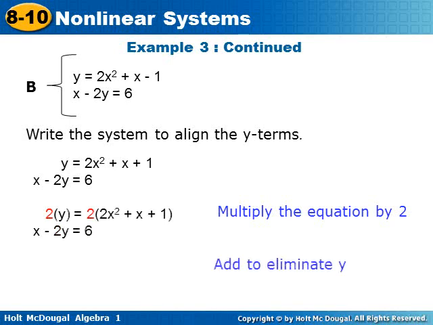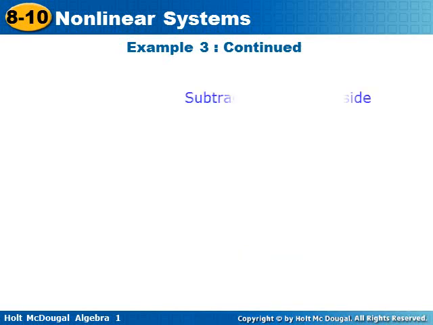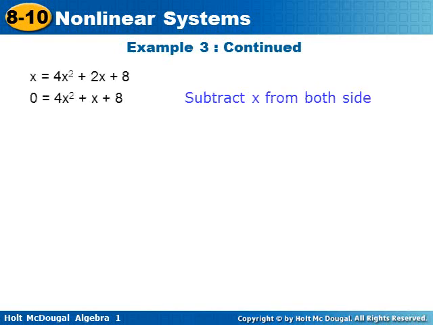So we get 2 times y equals 2 times 2x squared plus x plus 1. And we're going to add to eliminate y. We have 2y equals 4x squared plus 2x plus 2, and x minus 2y equals 6. So we have positive 2y and negative 2y. So now we have x equals 4x squared plus 2x plus 8. And we're going to subtract x from both sides, leaving us with 0 equals 4x squared plus x plus 8.